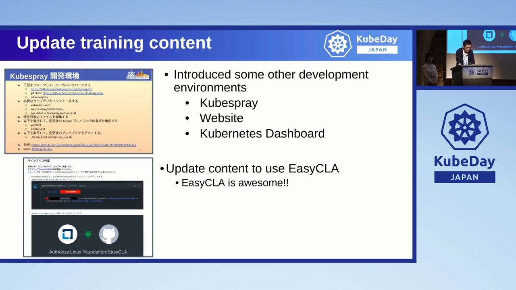Next, CLA, the contributor license agreement. The CLA signing was a pitfall in our trainings because it was a complex two-step process. But after the easy CLA was introduced, trainees can sign the CLA in an easy way. That's truly easy, literally. We updated the document for the trainees to use the easy CLA signing process. Thanks to the Kubernetes community folks, especially SIG contributor experience, who introduced the easy CLA this year.